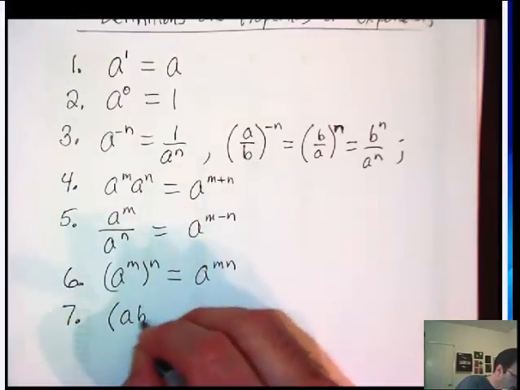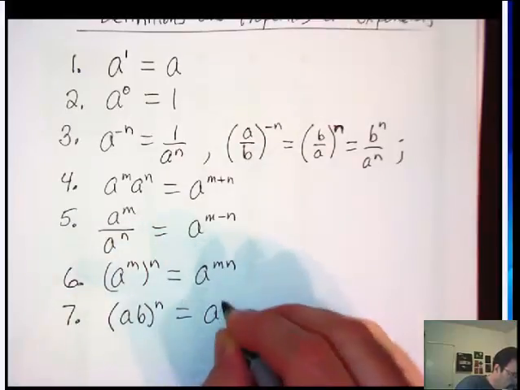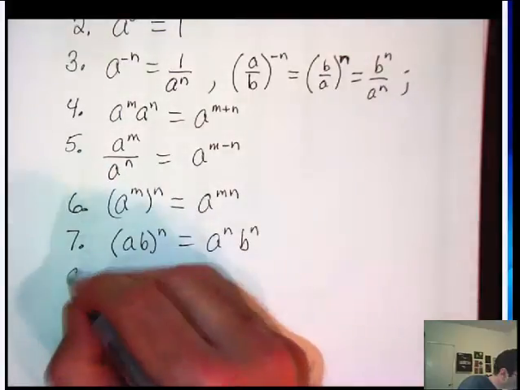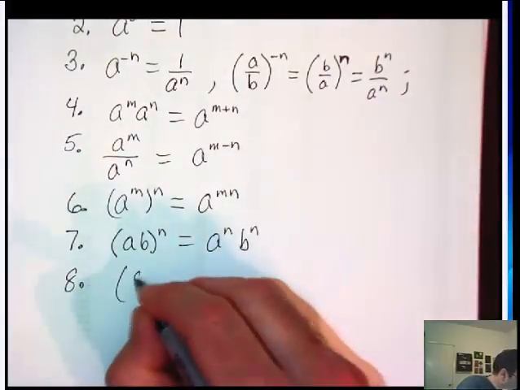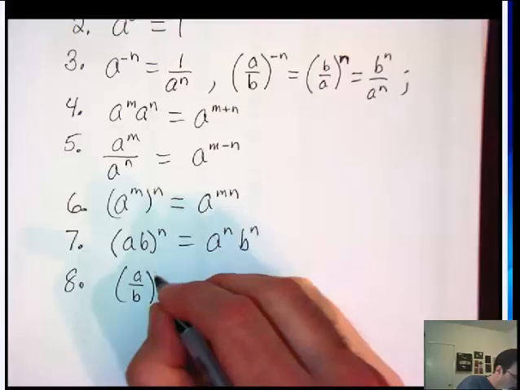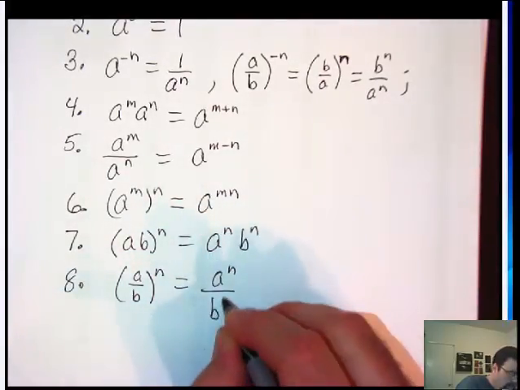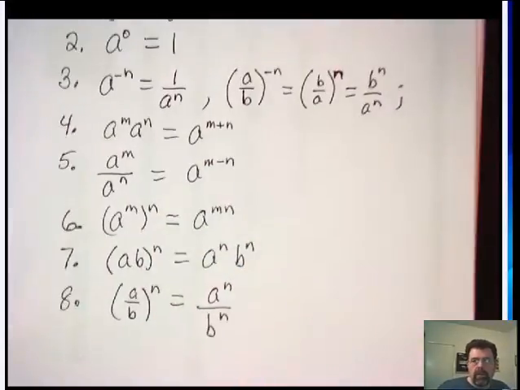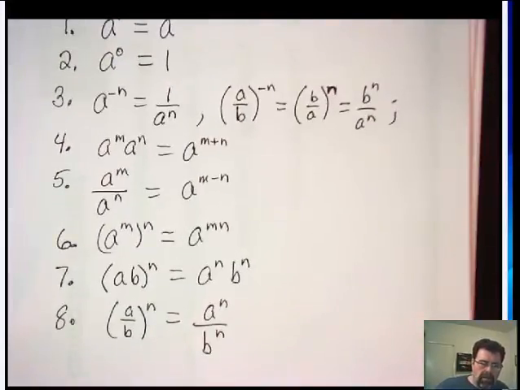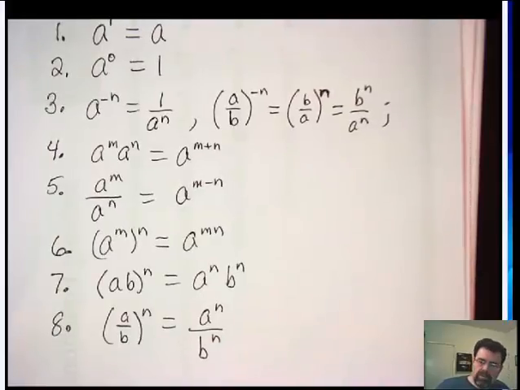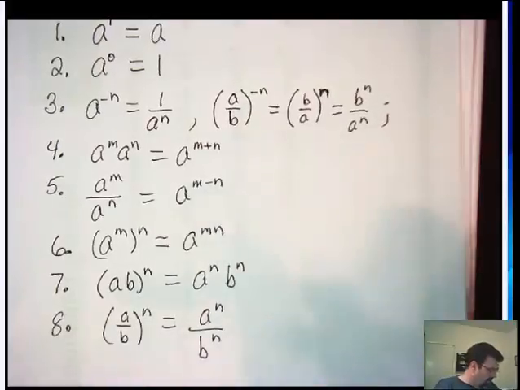Then, taking a product to a power, I'm going to raise each number in the product to that power. And finally, if you have a quotient to a power, you're going to raise each number in that quotient to that power. All right, so keep that handy, and we're going to refer to it as we do a few examples. So let's look into exercises.